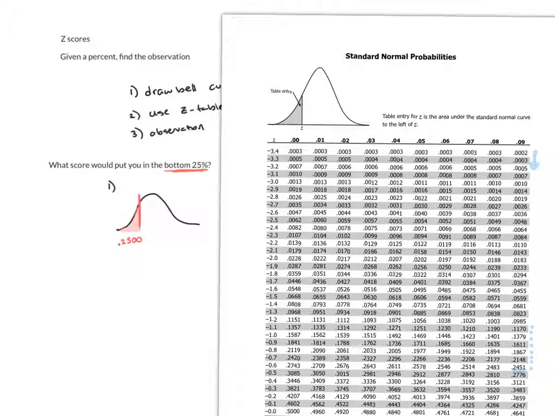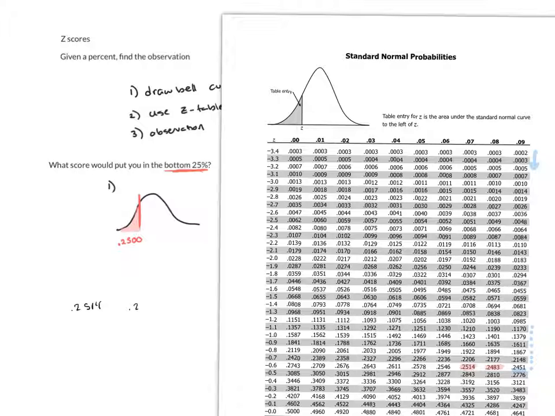So 0.24, pretty far off, 0.2483, pretty close, 0.2514, and then suddenly I'm over it. My goal is to figure out where it's in between. That is, 0.2500 probably is not on the table, but I can bracket it in between instead. So, looking across here, 0.2514 is a little bit bigger, and 0.2483 is a little bit smaller. Now, because we're doing approximations, I'm going to choose whichever one of these two values is actually closer to 0.2500.